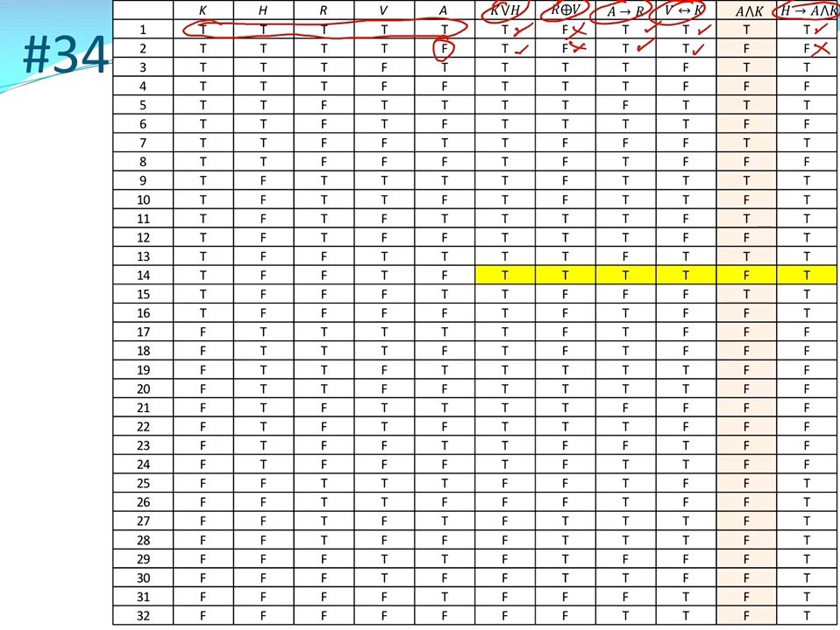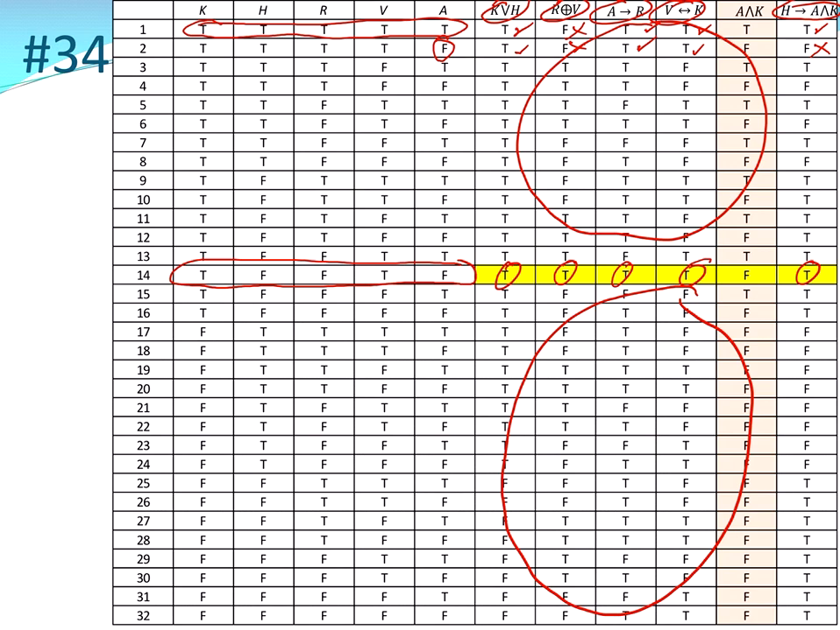And I'll point us to line 14 where we do see we have all trues for our specifications, and the settings that give us that are true, false, false, true, false for the atomic propositions. So we can see that our specification is consistent. Can we tell if that is the solution? It turns out yes, because there are no other rows where all the specifications are true except for 14. So we have solved the problem using a truth table.